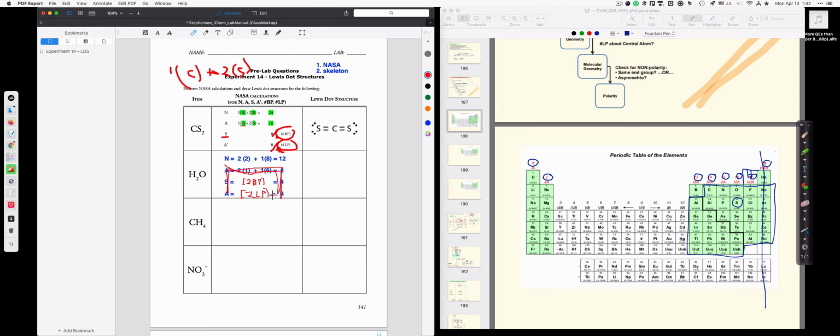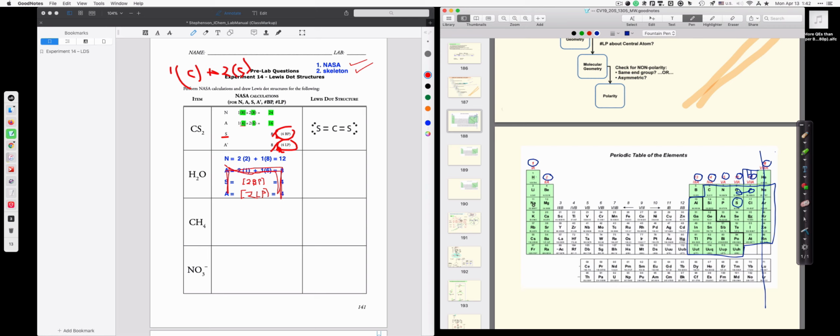So here we go. Now that's the first thing. I did my NASA table for water. Now I need to do my skeleton. Okay, the thing furthest away from fluorine is going to be your central atom. So fluorine is here. Well, oxygen is only one away, and hydrogen's way over here.